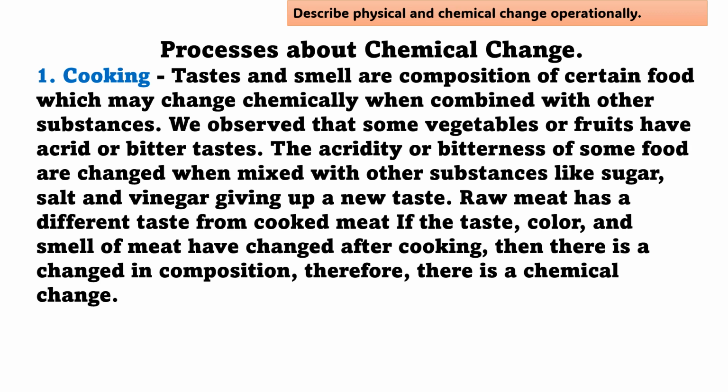Taste and smell are compositions of certain food which can be changed chemically when combined with other substances. We observe that some vegetables or fruits have acrid or bitter tastes. The acidity or bitterness of some food is changed when mixed with other substances like sugar, salt, and vinegar, giving up a new taste. Raw meat has a different taste from cooked meat. If the taste, color, and smell of meat have changed after cooking, then there is a change in composition. Therefore, there is a chemical change.